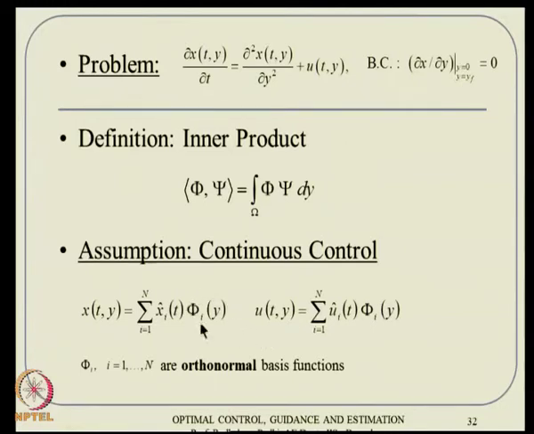Now this function of space is already computed because of this orthogonal basis function. What remains to be computed is something like u hat and x hat. That means given an x of t and y, we should be able to find out what is xi hat of t at every i, and then based on that we should be able to compute this ui hat, and based on that we have to get a continuous controller. That is the whole idea there.